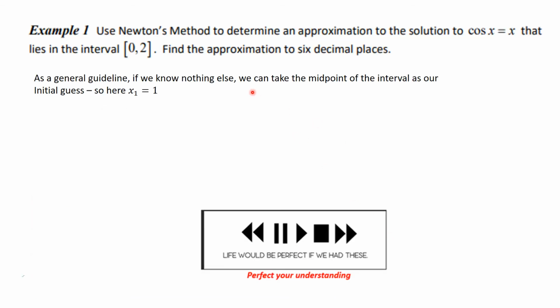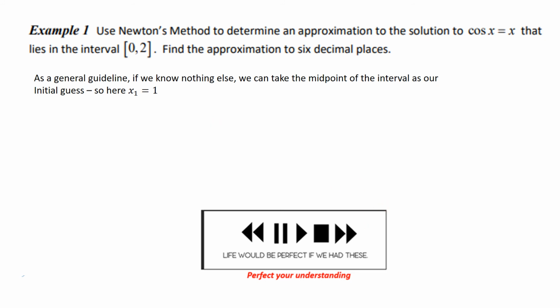Okay, let's do another problem. Here I'm asking you to use Newton's method to determine an approximation to the solution to cosine x equals x that lies in this interval, and find an approximation to 6 decimal places. Here I'm going to have you start at 1, the midpoint of our initial interval, and go from there. You know what to do.